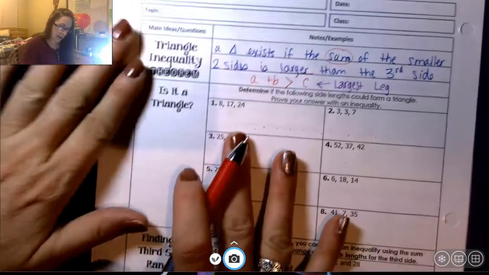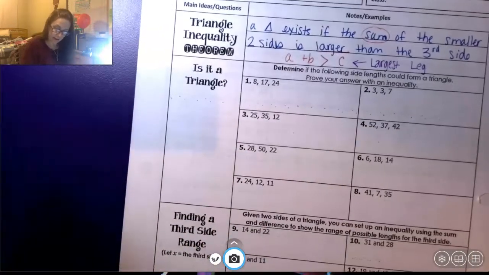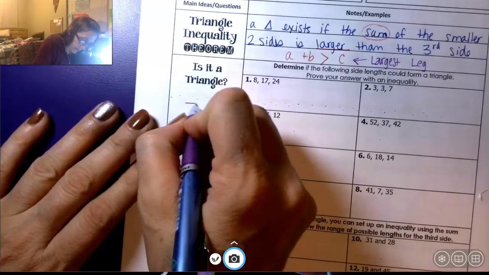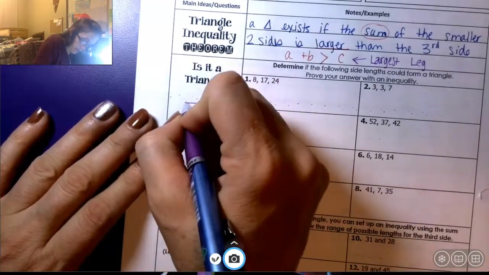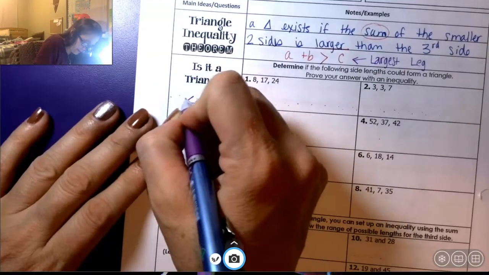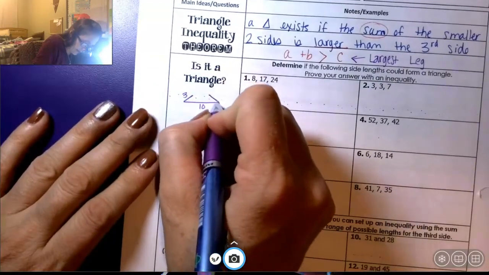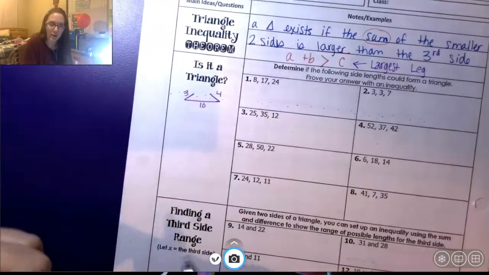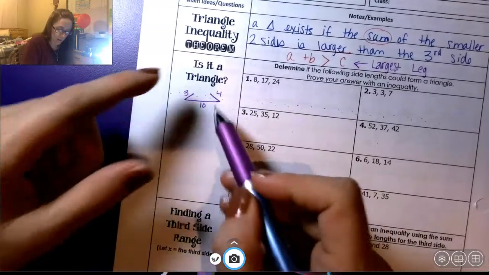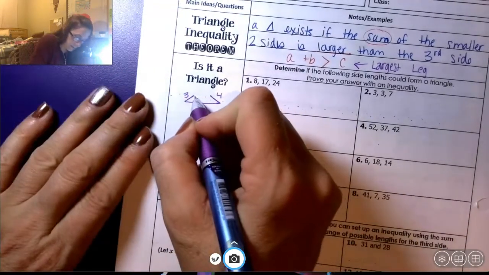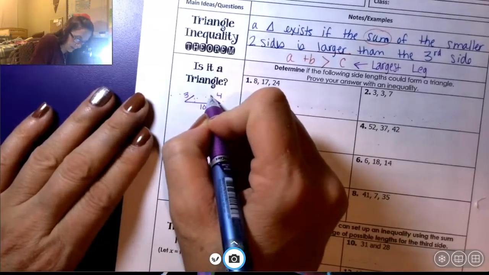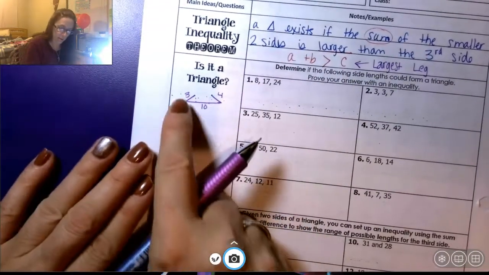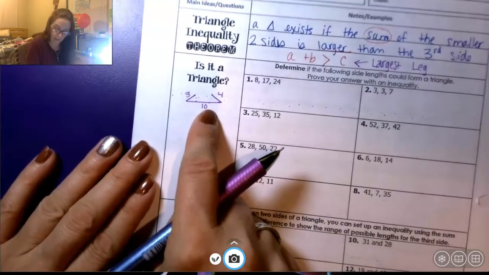So we have some examples right here. Let's say we had a side that was 10 units long. And over here we have a side that's 3 units, and over here a side that's 4 units. Are 3 and 4 ever going to be long enough to meet and make a triangle? 3 and 4 is only 7. They're going to fall straight down and go flat against that 10. They are not going to be able to make a triangle because 3 plus 4 is not greater than 10.